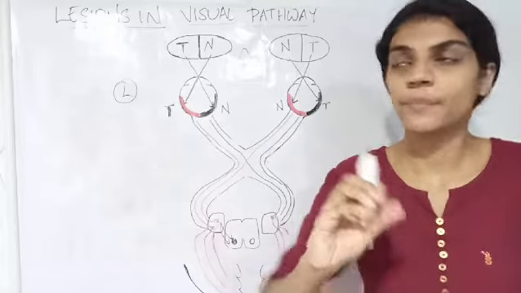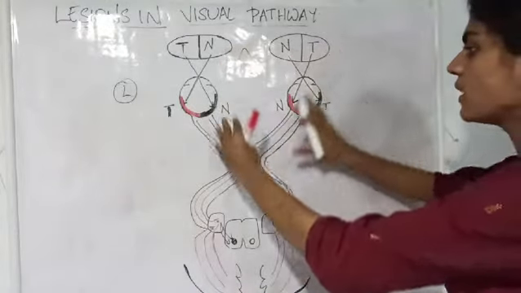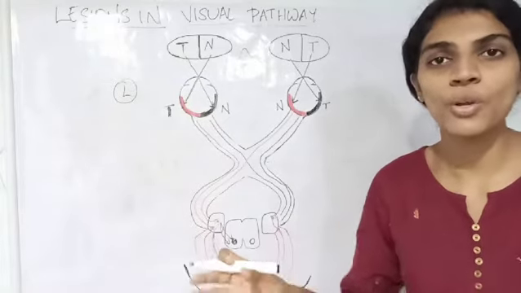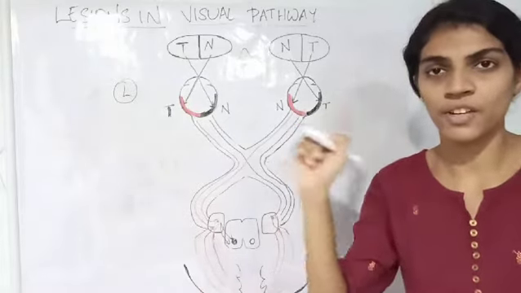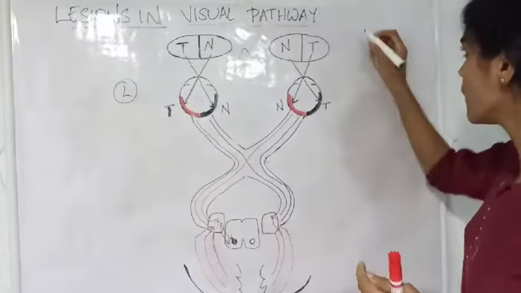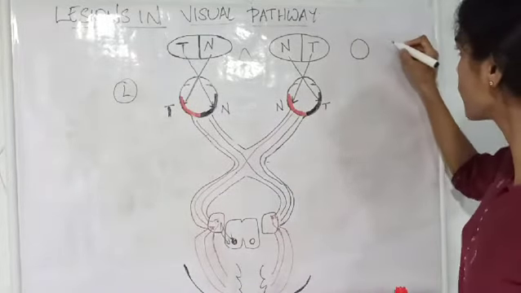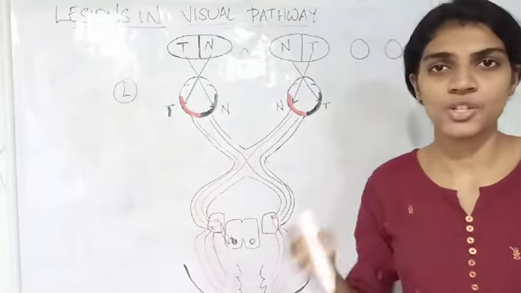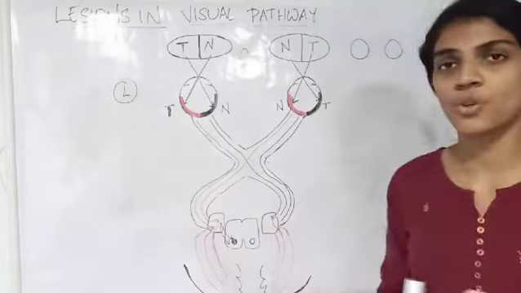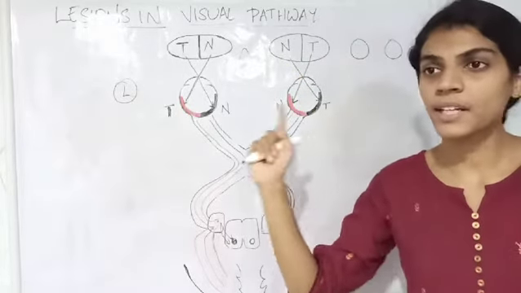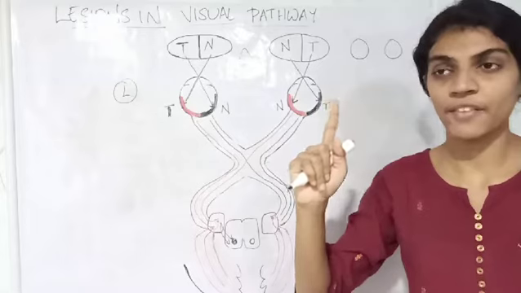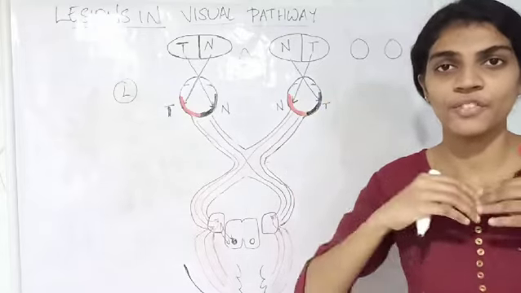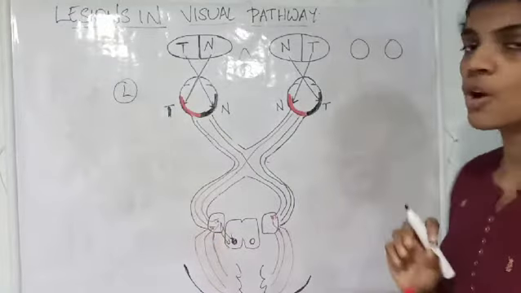Suppose all the optic nerves are intact and functioning properly, and there is no lesion, then you can have a normal field of vision. Suppose this is your normal field of vision. That means you don't have any lesions or damage at any point of these optic nerves, so you have a clear and nice field of vision. Your vision is intact. So this is the normal vision.